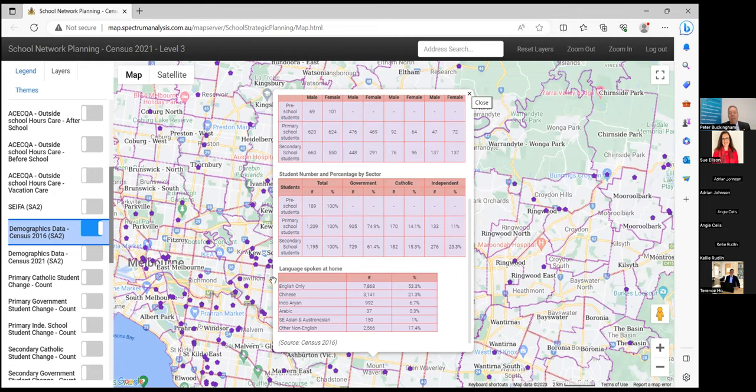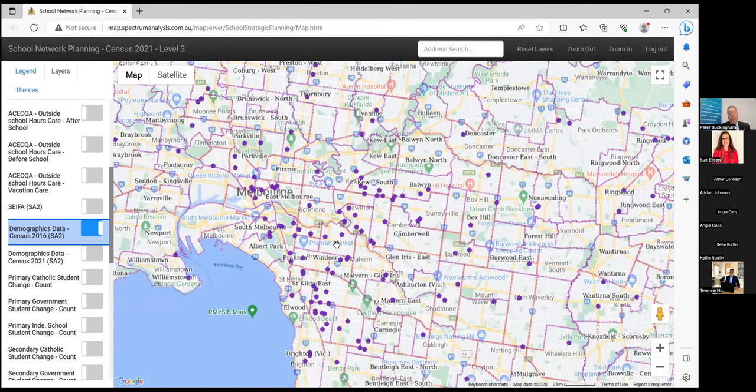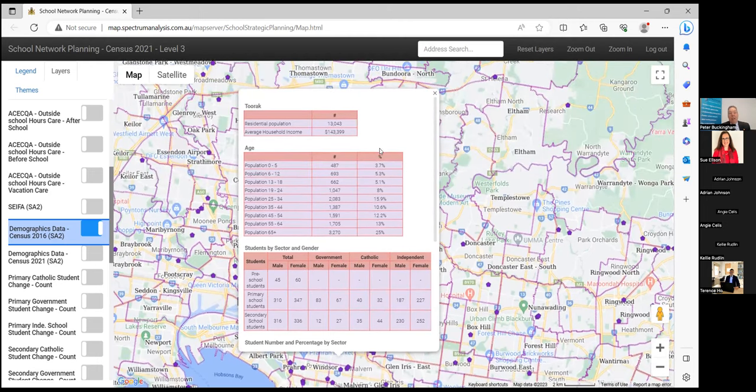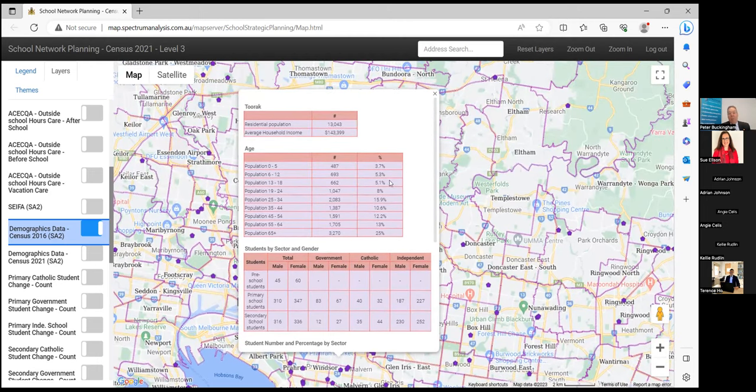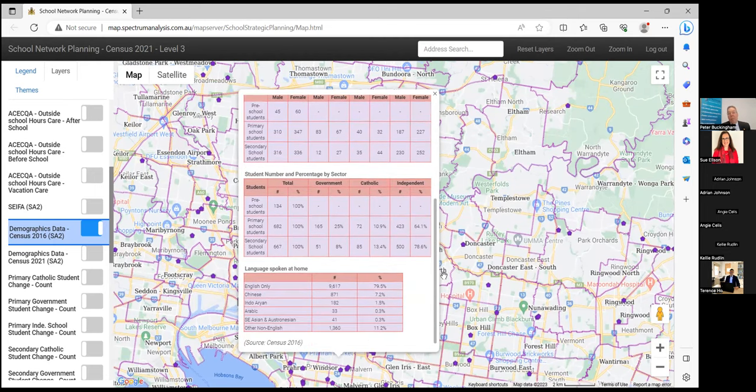Now, we can obviously move this around, and I'll just jump back into, say, a Toorak type area. Again, we can see what the age groups are. We'll probably see a lot less percentage of 5 to 18-year-olds. But what we can actually see here is like 78% of the students that live in Toorak go to secondary independent school, 13% go to Catholic school, and 8% go to government. So obviously very typical of a very high socioeconomic area.